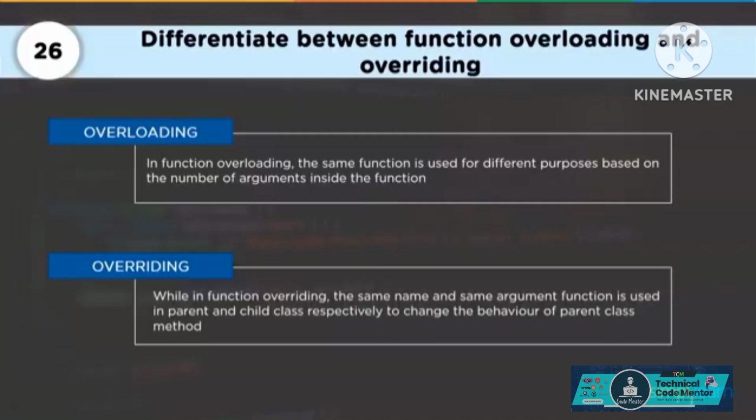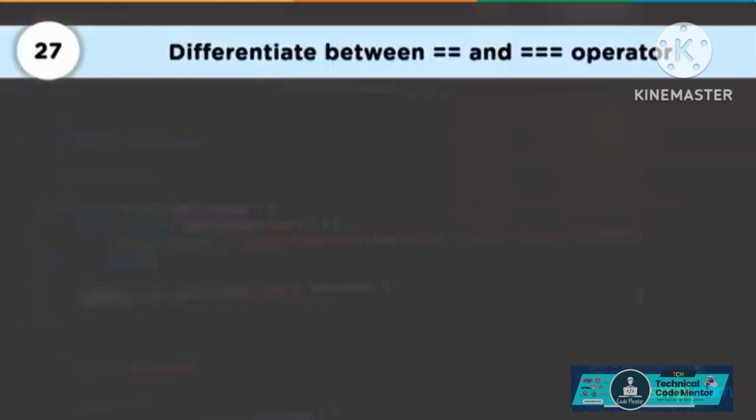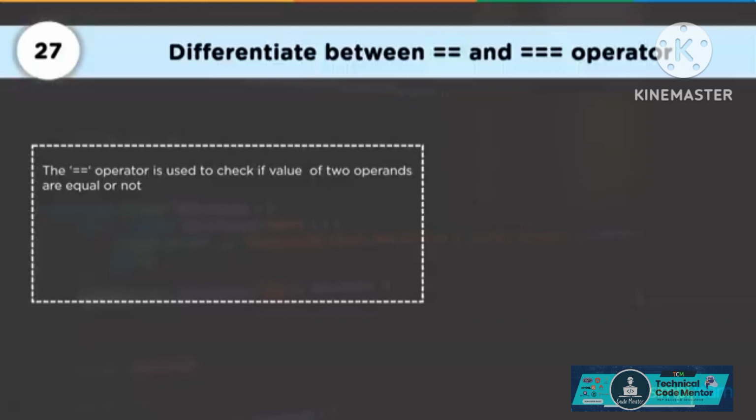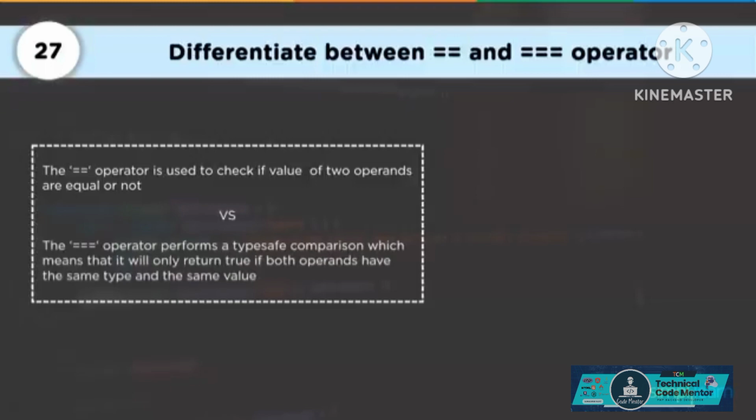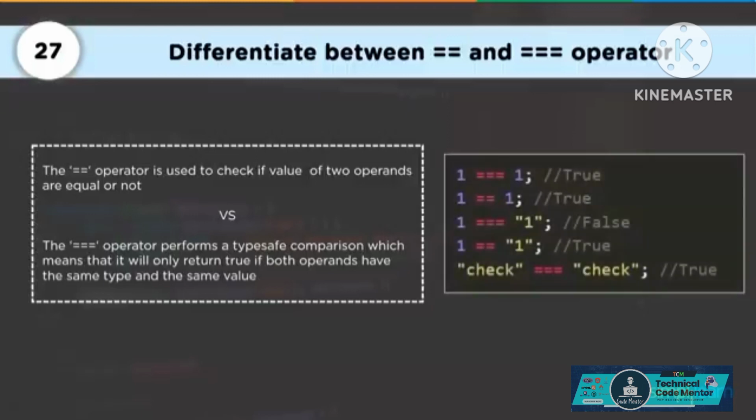Now let's move on to the next question, that is differentiate between the equal to and triple equal operators. So a double equal operator is generally used to check if the values of two operands are equal or not. It is generally used in conditional statements, while a triple equals operator performs a type safe comparison, which means that it will only return true if both operands have the same type and the same value. So you can understand this more with this piece of code.